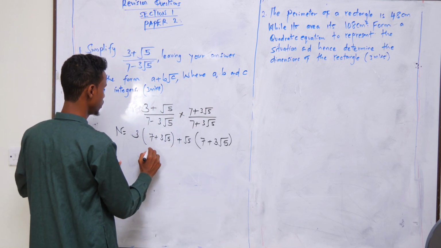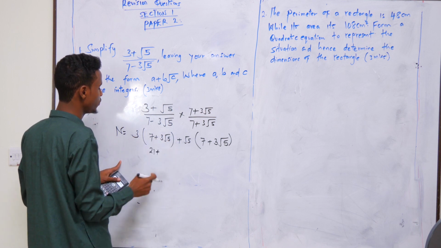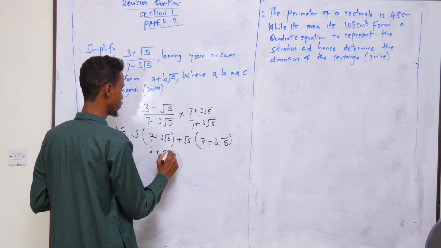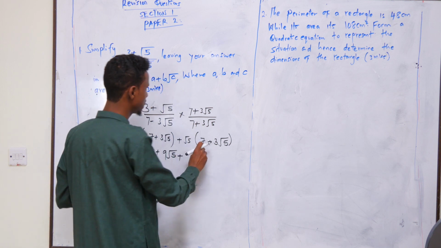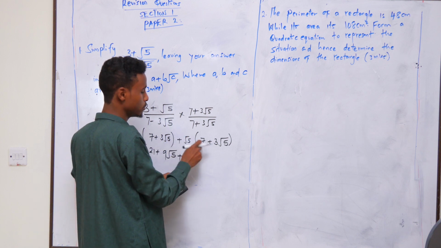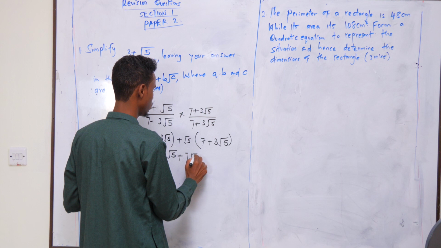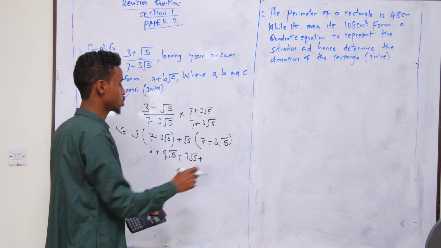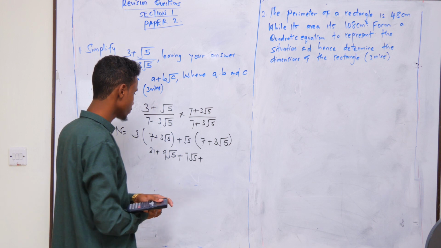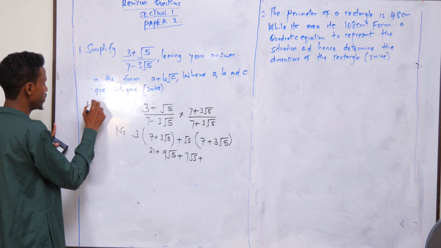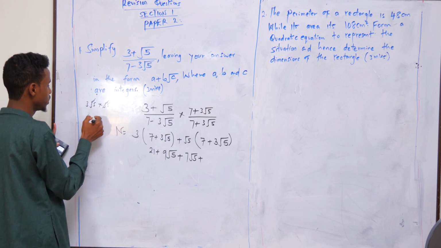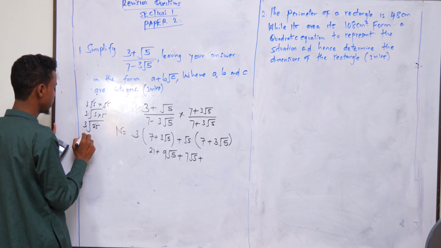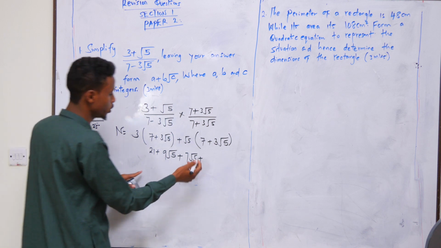Opening up the bracket, it will be 21 plus 3 times 3 root 5, which is 9 root 5, plus root 5 times 7, which is 7 root 5, plus root 5 times 3 root 5, which is root 5 times root 5, so the roots cancel and we remain with 5. So 3 times 5 is 15. Therefore we get 15 here.